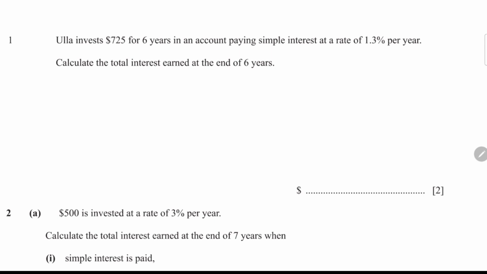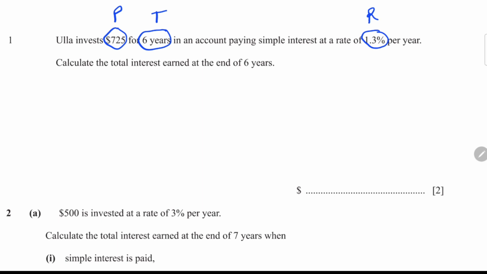The first thing you need to do here is to identify the items you will need, the numbers you need to work with. Here, our principal is 725. Our time is 6 years, and the rate is 1.3%.